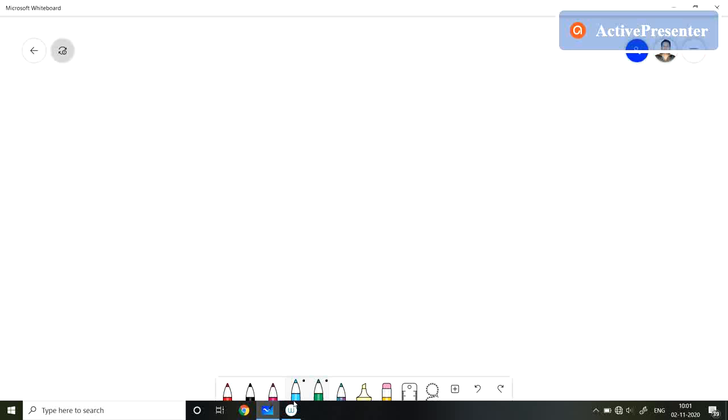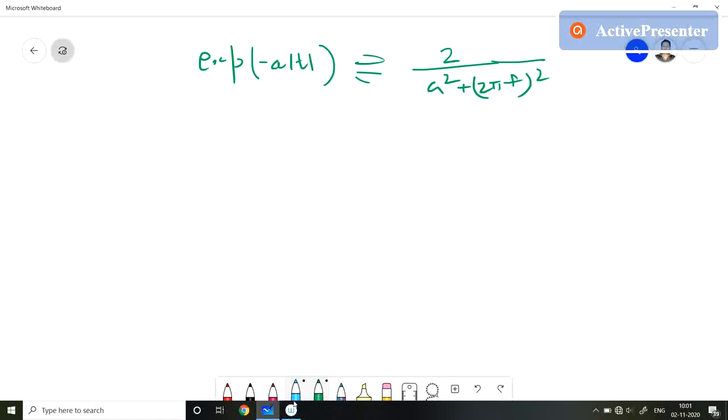Now we can find out the Fourier transform of this. The Fourier transform of e to the power minus a modulus t is equal to 2a divided by a square plus 2 pi f whole square, and we can prove that. So let us prove this problem. We have g(t) equal to exponential minus a modulus of t.